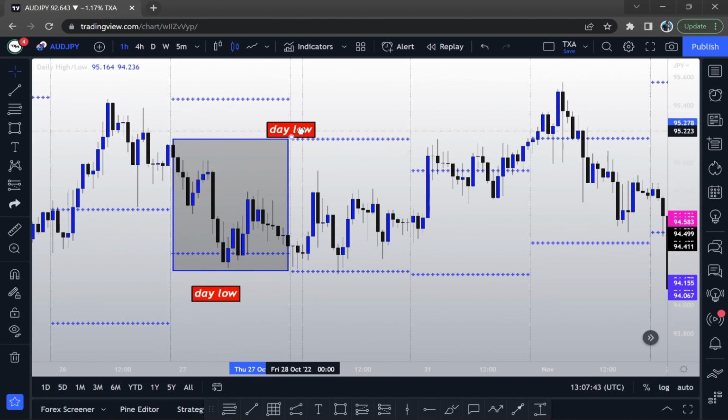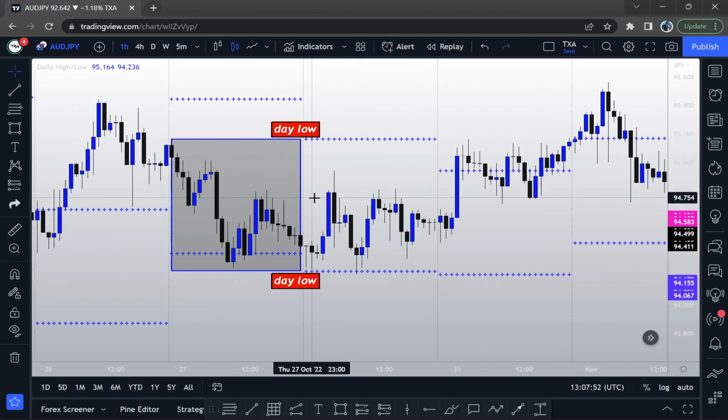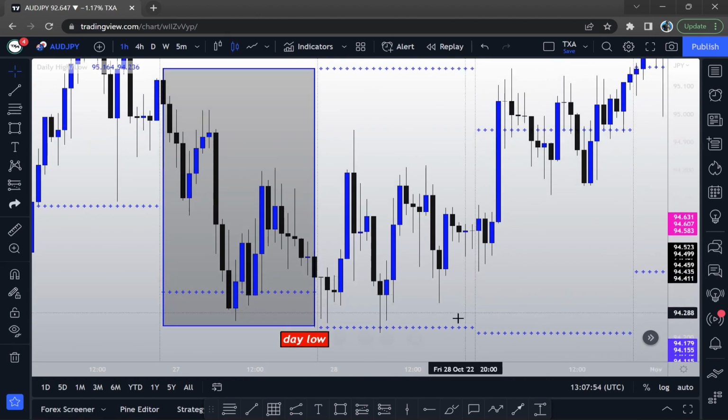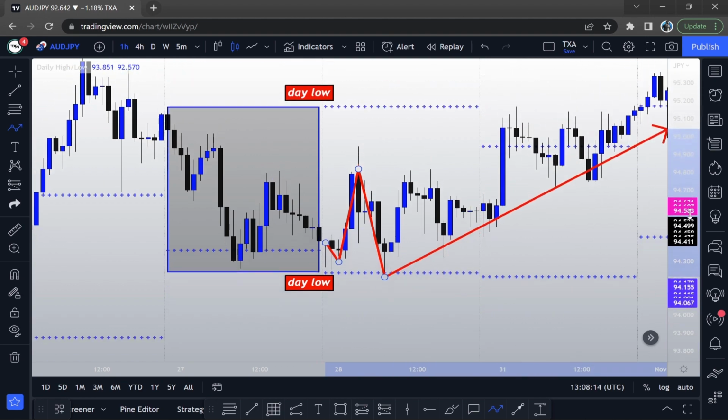This is day high. Day low and day high. Now pay attention to what the price does. It's not an accident. You can see that the price, before going to the upside, takes out the swing low of this day, the lowest point of this day, and then goes up.